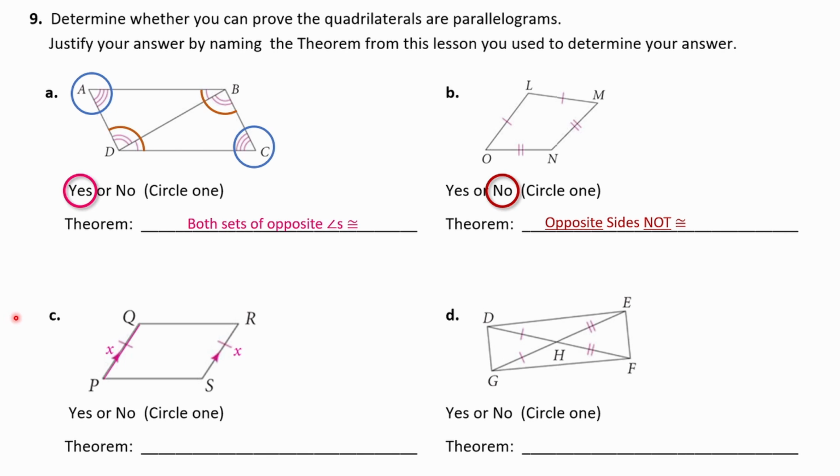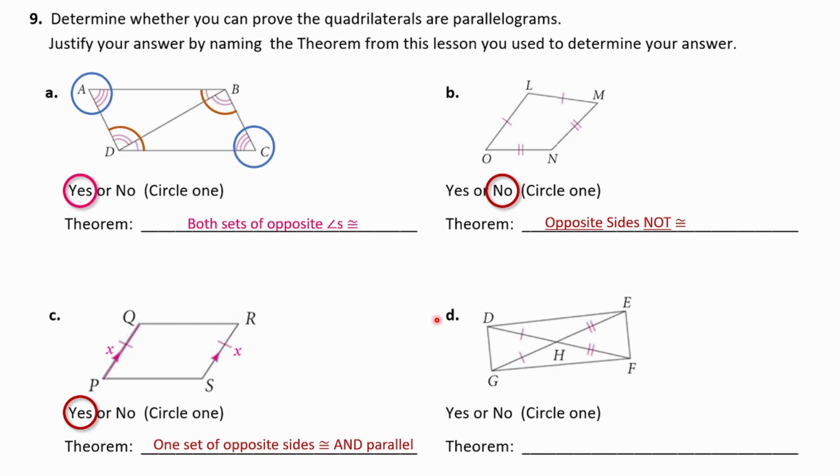Part C, this one is yes. We have one pair of opposite sides that is both congruent, which is the little tick mark here, and parallel. So because QP and RS are both congruent and parallel, this does in fact make a parallelogram.